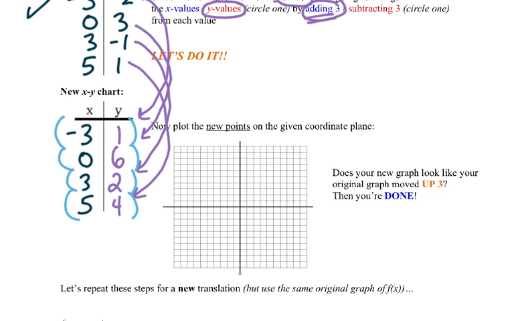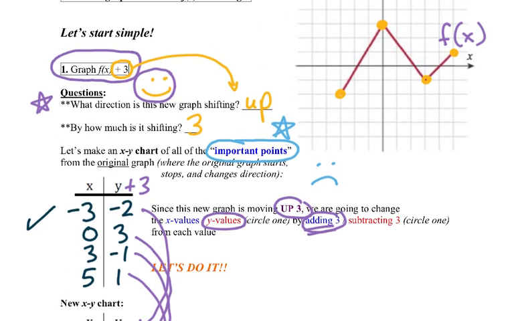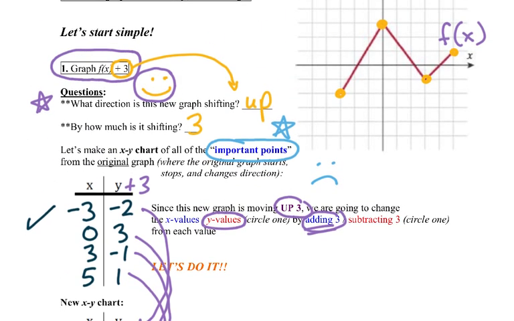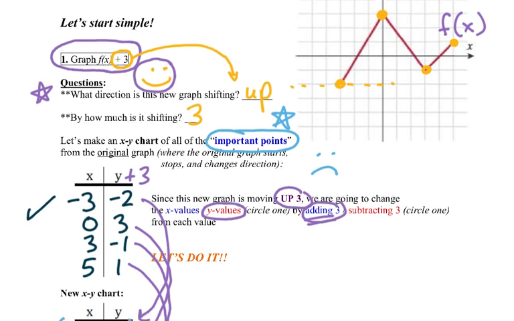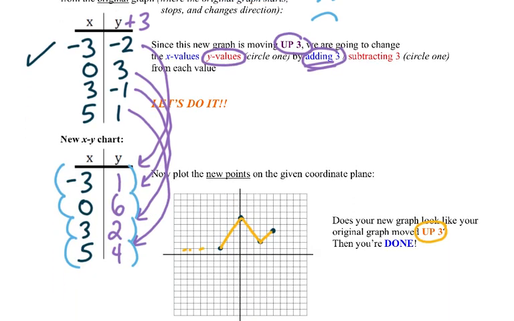All right, -3, 1 is right about here. 0, 6 is up here. 3, 2 is here. And 5, 4 is up here. There we go. And why don't we connect these going left to right? So this goes up to here, this goes to here, and this goes to here. And we should be done. Does it look like it went up 3? Let's go back to the original. It looked like the bottom was at -2. So if it shifted, it should be up at 1 here. Yeah, that looks good. We did it.